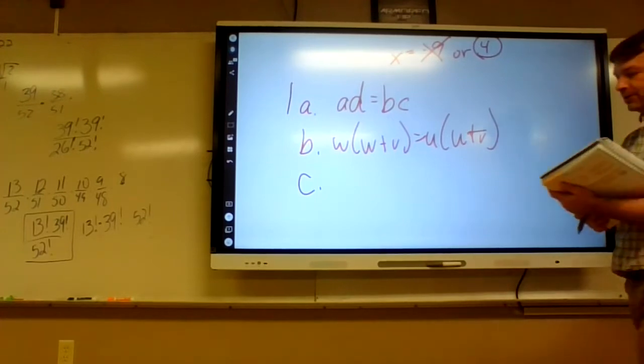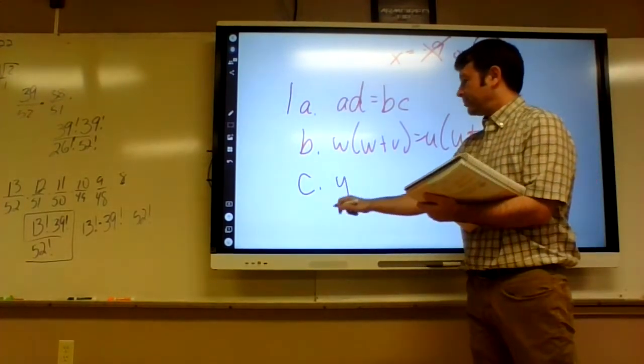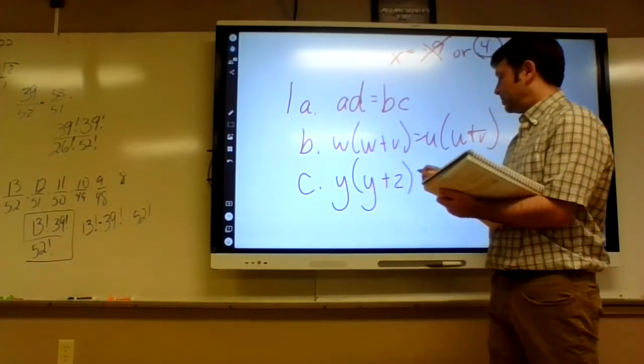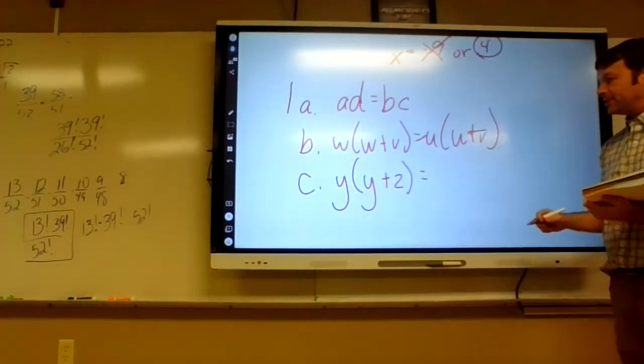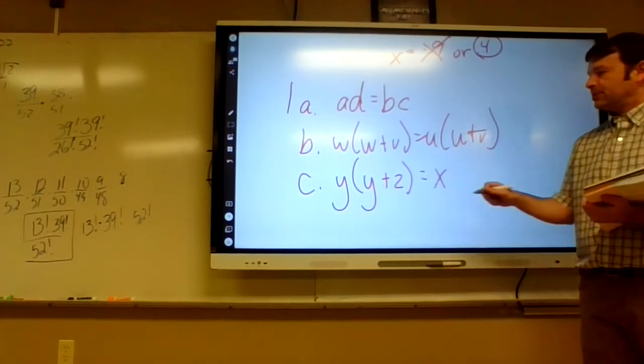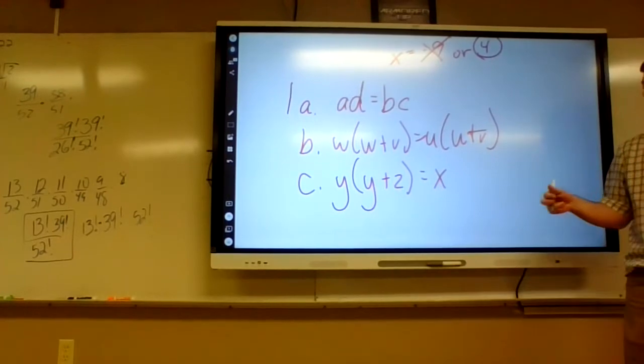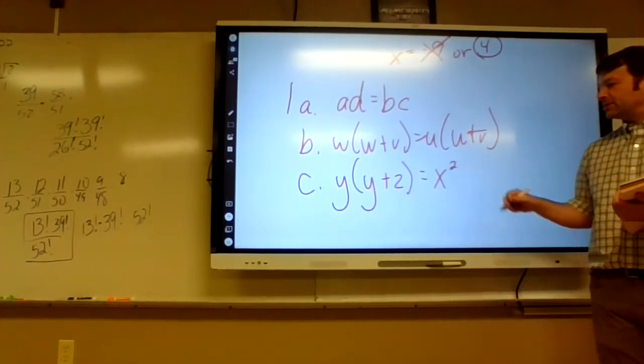So what's the outside on the top? Y. What's the whole thing on the top? Y plus Z equals, what's the outside on the bottom? X. What's the whole thing on the bottom? X. So X times X is X squared.